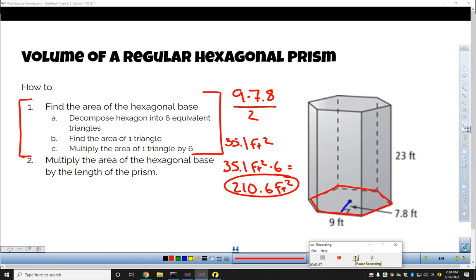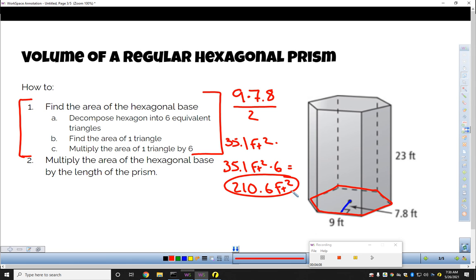Okay, so what we have just found in step 1 is the area of this red figure, the hexagon that this figure is sitting on, the base. To do that, I took the base of 9, multiplied it by the height of 7 8/10, and then divided by 2: the area of one of the 6 triangles, 35 1/10 feet squared. Multiplied that by all 6 triangles. Total area of the base, 210 6/10 feet squared.